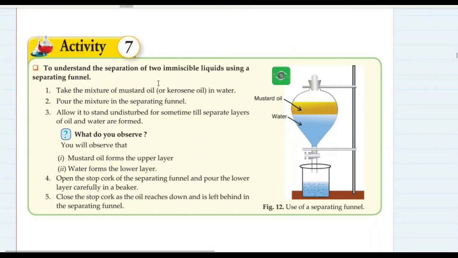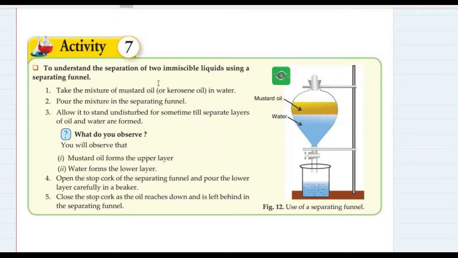This is a separating funnel. Let's understand the working of a separating funnel using an activity. In this activity, we have to take a mixture of mustard oil or kerosene oil in water. Now you will observe, if you try to mix mustard oil or kerosene oil with water, that they never mix with each other. The oil floats on water because oil has less density than water. So it always floats on water. It never mixes with water.